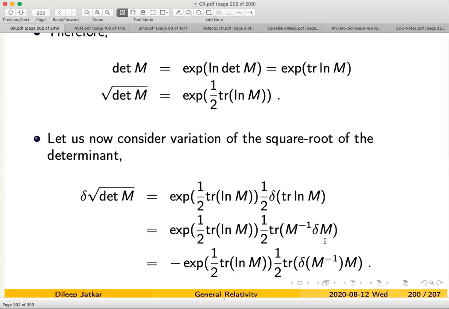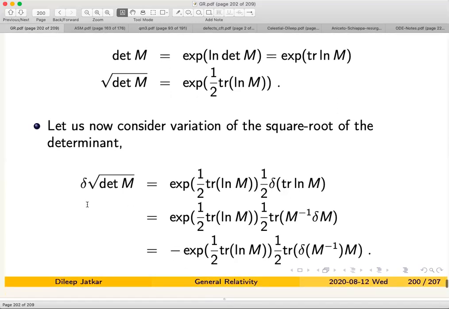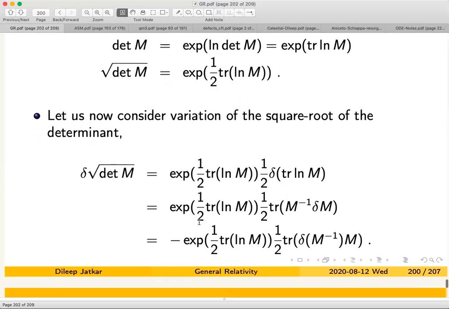What we really want in our case is the variation of g inverse. So you can trade this off by saying that M inverse M is equal to 1. Therefore M inverse delta M is the same as minus delta M inverse M. So there is a minus sign out here. Here's a way you would do a variation of the square root of the determinant. Now, of course, exponential of half of trace log M is again the square root of the determinant of M, so you can put it back in if you wish.